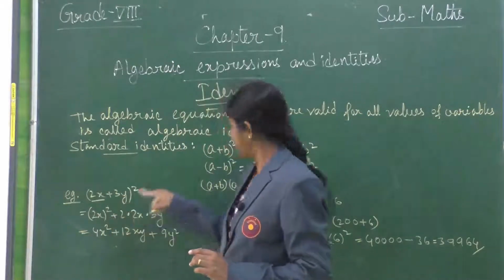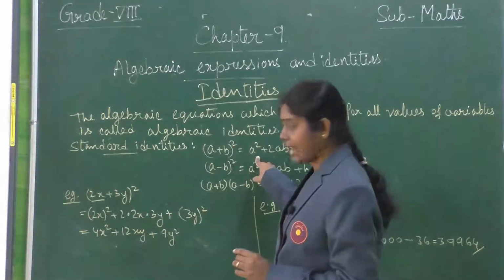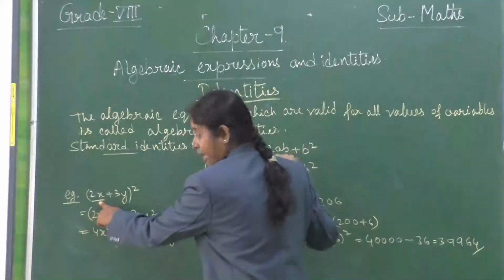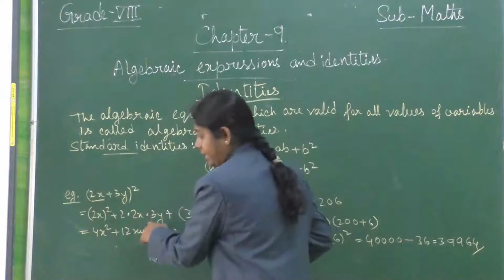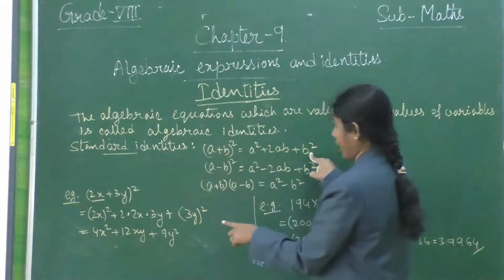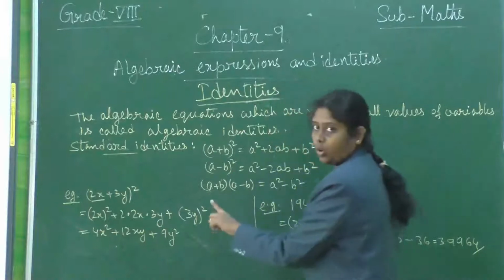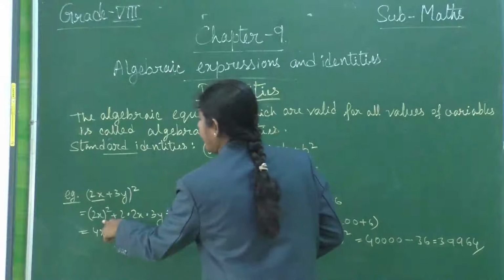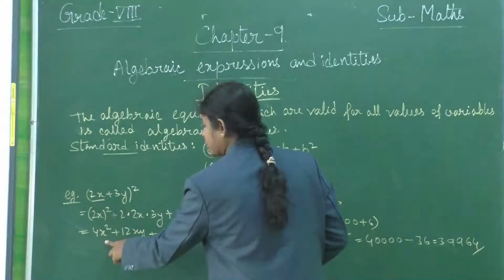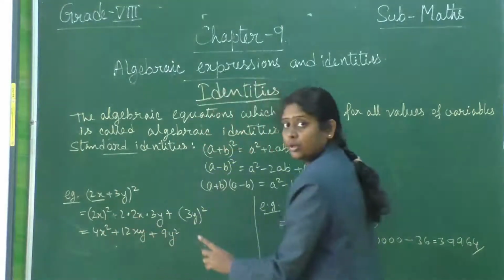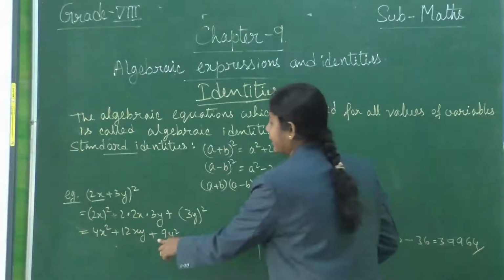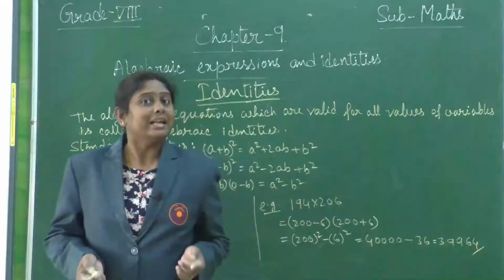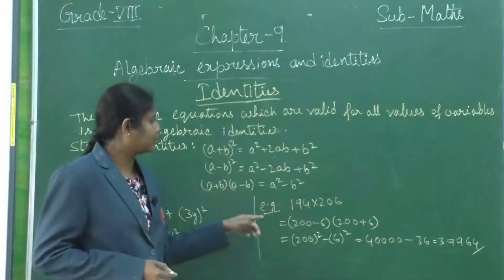2x whole square, as you know, a square, then 2ab, that means 2 into a, 2x, into b, 3y, plus b square, that means 3y whole square. Okay, now do the calculations here. 2x whole square gives you 4x square, plus this gives you plus 12xy, then plus 9y square. So it is very easy to do, right? Now come to another example of this.